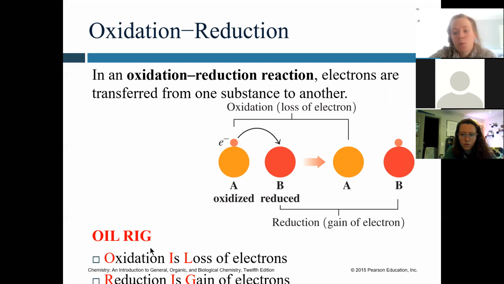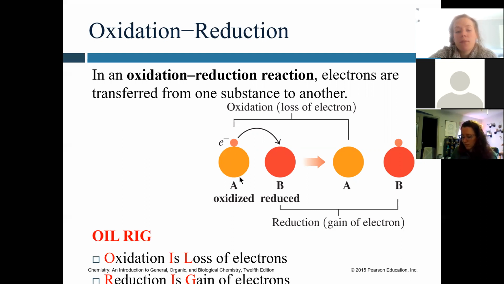So OIL RIG is one way to remember oxidation and reduction. OIL: oxidation is loss of electrons. So the thing that's being oxidized is losing electrons. RIG: reduction is gaining electrons. So if something's being reduced, it's going to gain an electron.